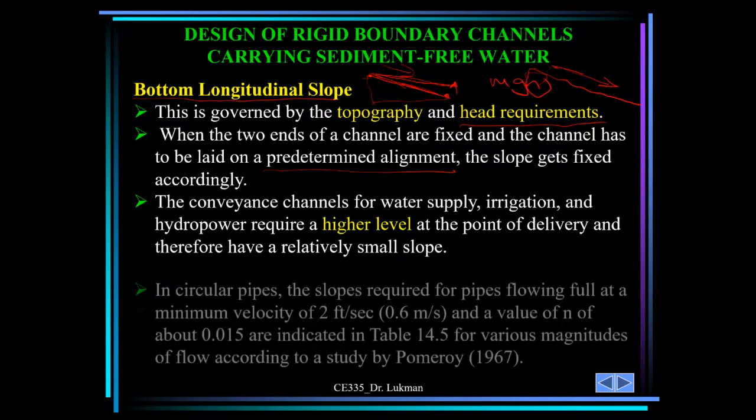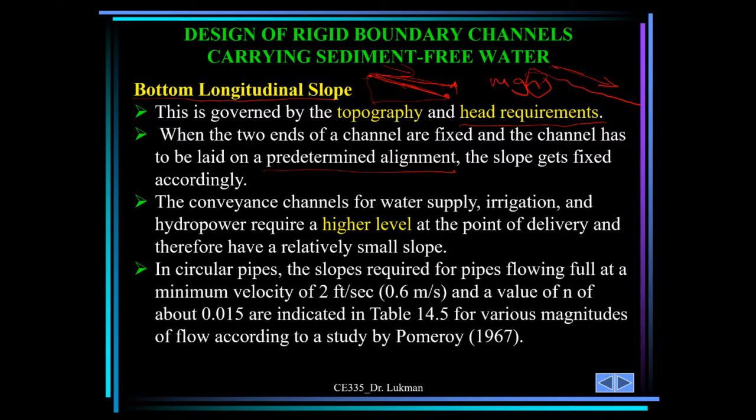In circular pipes, the slopes required for pipes flowing full at a minimum velocity of 0.6 meter per second and a value of n of about 0.015 are indicated in the table below for various magnitudes of flow, according to a study by Pomeroy. This value is the minimum velocity that we want to have in our channel, or in our pipes, the minimum velocity to avoid deposition.